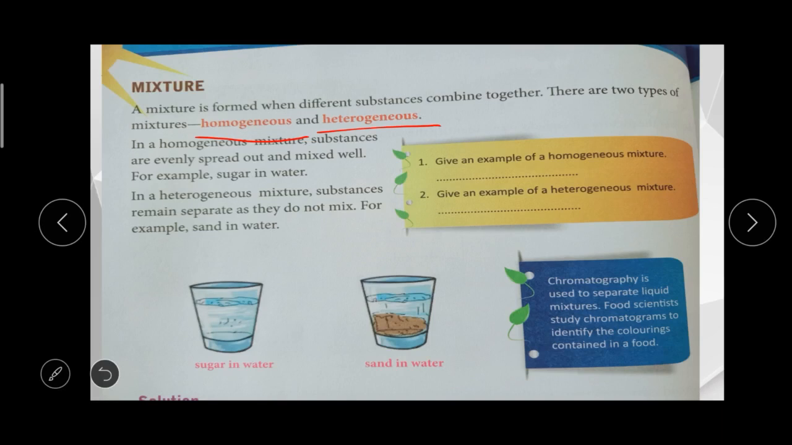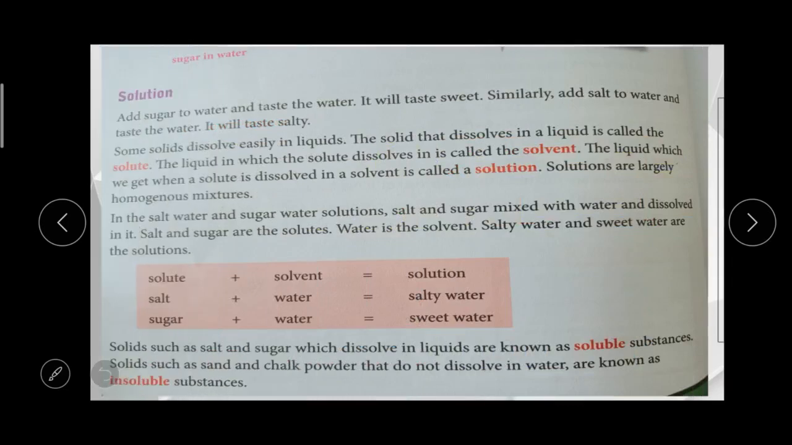And a heterogeneous mixture means if we take some sand and put it in the water and mix well, will it dissolve or not? No, we cannot mix it. It will separate. Some sand will settle down, some waste product will come up, and some stones will be down, right? So that is a heterogeneous mixture. A homogeneous mixture we can mix well; a heterogeneous mixture we cannot mix well. Do you understand?